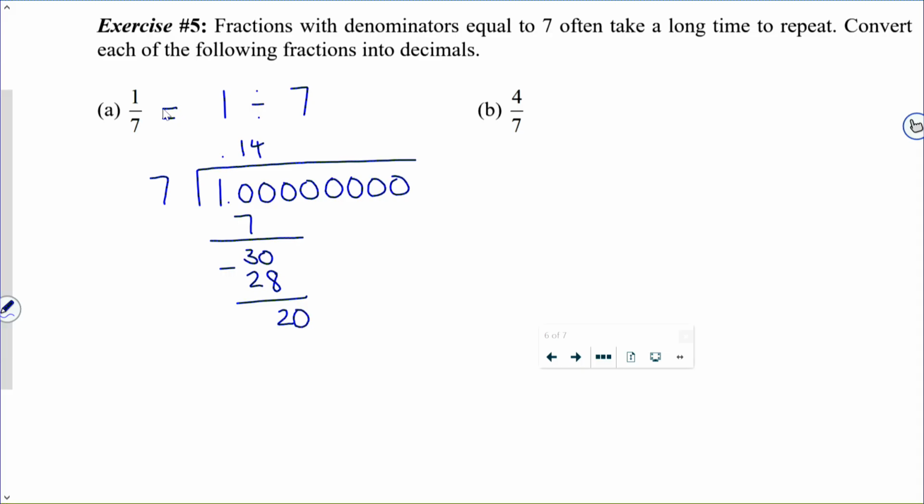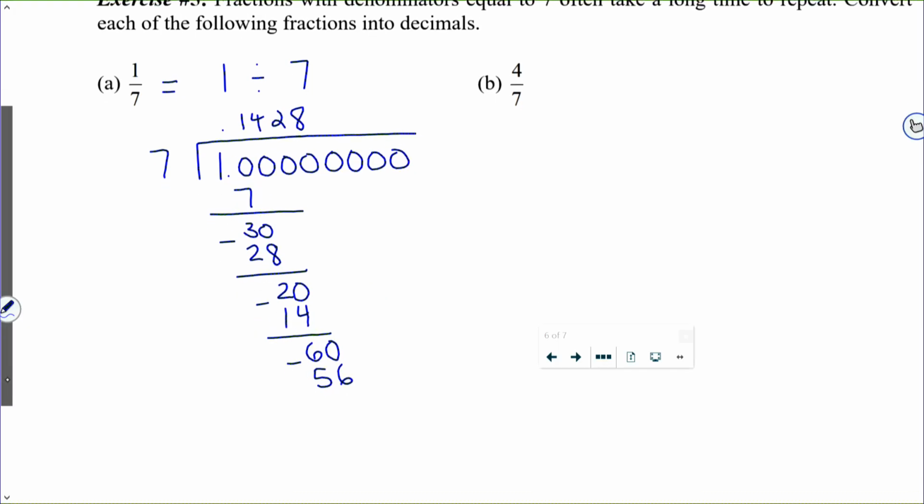I'm going to drop a 0. 7 goes into 20 2 times. I almost said 3 times, but that would be incorrect. That's going to be 14. When I subtract, I'm going to be left with 6. Drop a 0. 60. How many times does 7 go into 60? That's going to be 8 times, right? That's going to be 56.